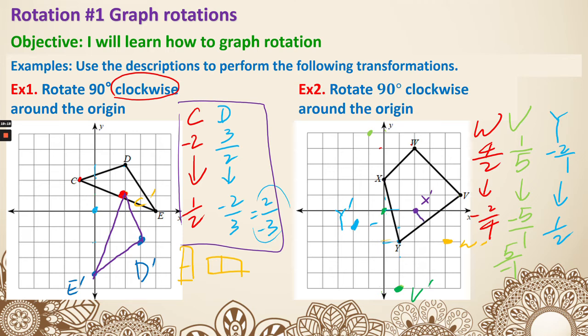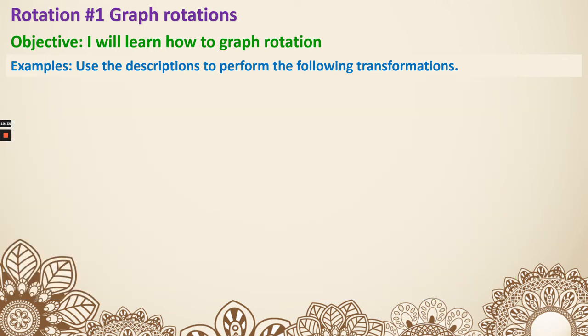X prime to Y prime to V prime to Y prime, W prime to V prime to Y prime, and Y prime back to X prime. That is example 2. Hopefully that clarified things up. We're going to do 2 more examples.